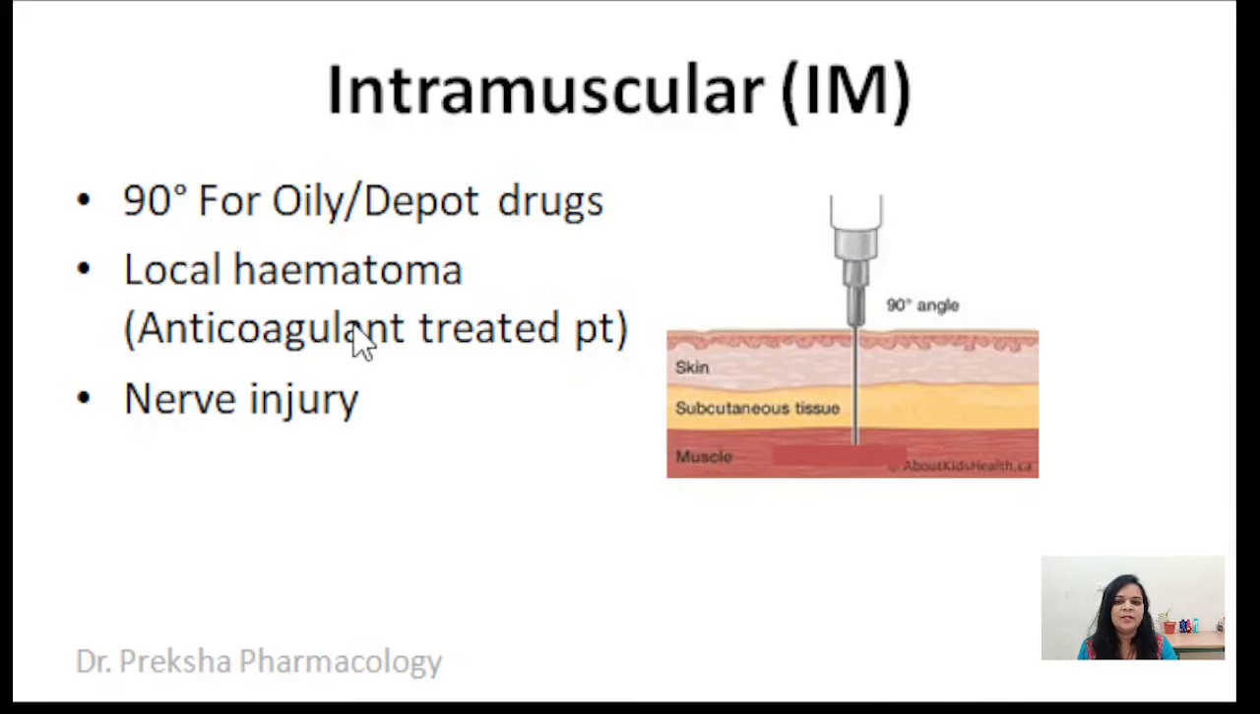Now disadvantage of this route is local hematoma, especially in anticoagulant treated patients. And another disadvantage is chances of nerve injury. So these two are the disadvantages of intramuscular route of administration.